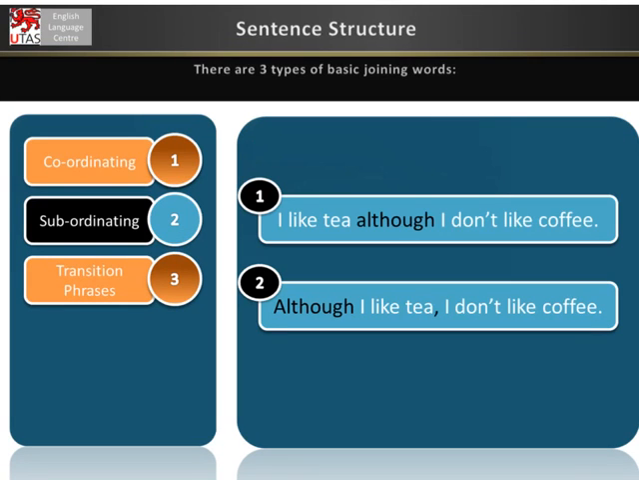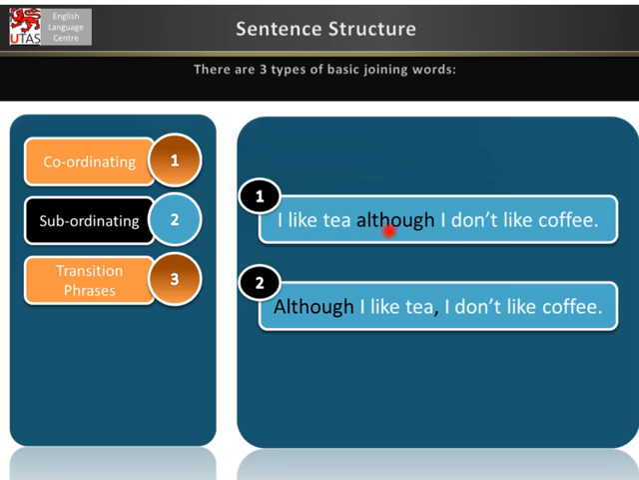As I mentioned earlier, Group 2 has two patterns that you can follow. The first pattern, the joining word goes in the middle, and the second pattern, the joining word goes at the beginning with a comma in the middle. I like tea, although I don't like coffee. Although I like tea, I don't like coffee.